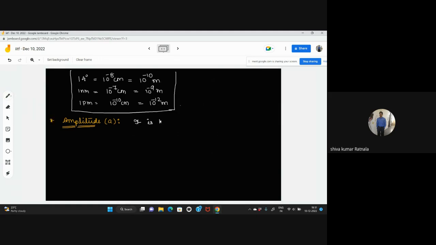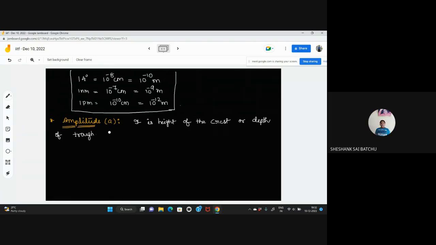It is the height of the crest or the depth of the trough. Okay, this is the amplitude.